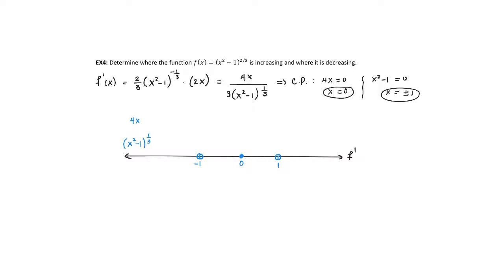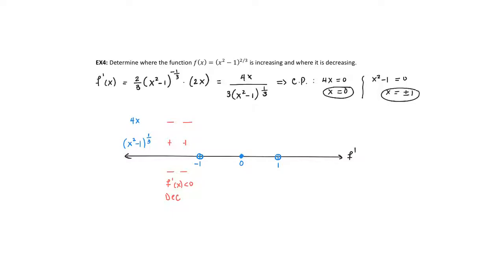So to the left of negative 1, I'm thinking negative 2. Keep it simple. If I plug in negative 2 right here in 4x, I am going to get negative 8. So that means negative, negative. And then for the denominator, if I plug in negative 2, I'm going to get positive, positive. A negative times a positive is going to give me negative. So that means that f prime of x is less than 0. In other words, the function is decreasing in that interval.